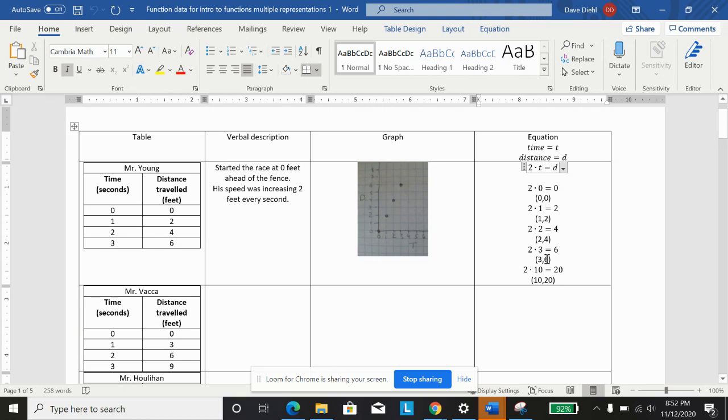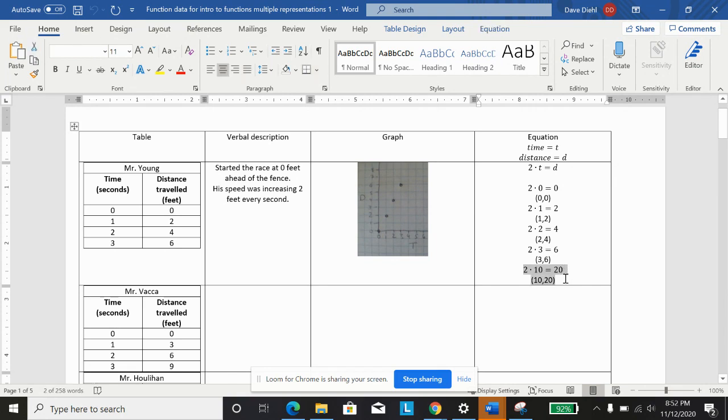So this is important because this can tell me how far he's gone after 10 seconds. So after 10 seconds, he's gone 20 feet. So in 10 seconds, he's gone 20 feet, which would be up here somewhere on the graph. So to write the equation of a table, it allows us to predict the future. It allows us to predict where he will be at any time.